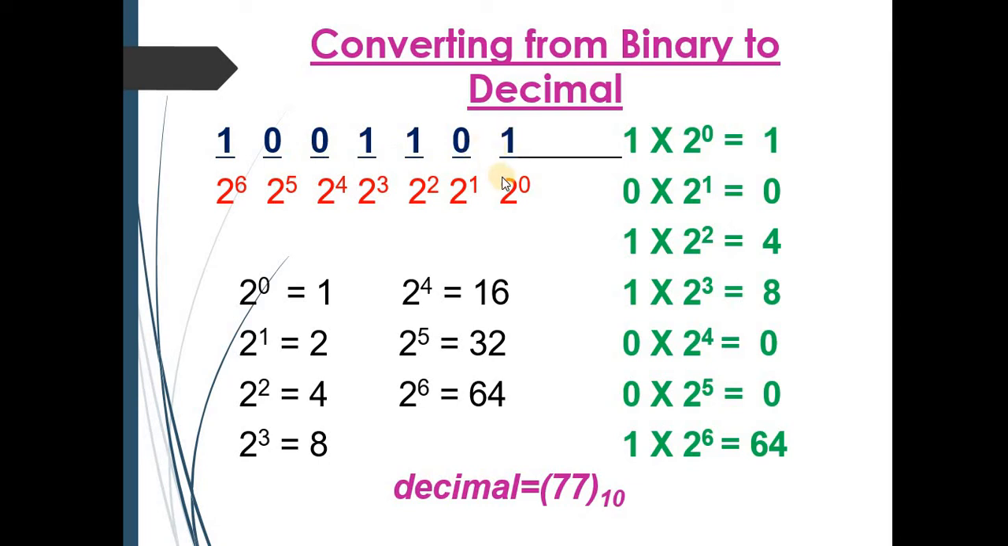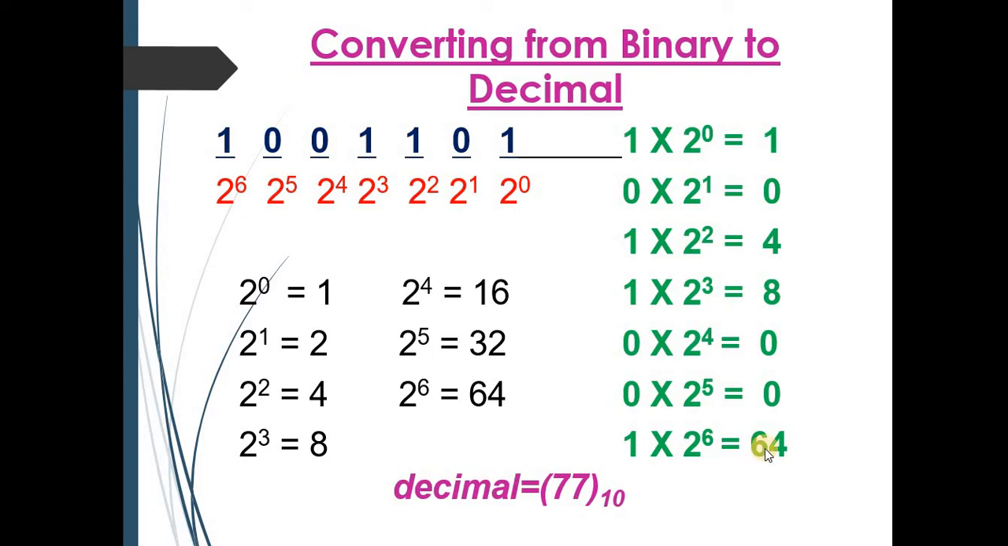10011101. You can see this 1 is at position 0, this 0 is at position 1, this 1 is at position 2, and similarly the last digit 1 is at position 7. So what we will do is multiply these digits with their positions. Like 1 multiplied by 2 raised to power 0 is equal to 1. 0 multiplied by 2 raised to power 1 is equal to 0. 1 multiplied by 2 raised to power 2 is equal to 4. 1 multiplied by 2 raised to power 3 is equal to 8. 0 multiplied by 2 raised to power 4 is equal to 0, and so on. And in the last we got 64.